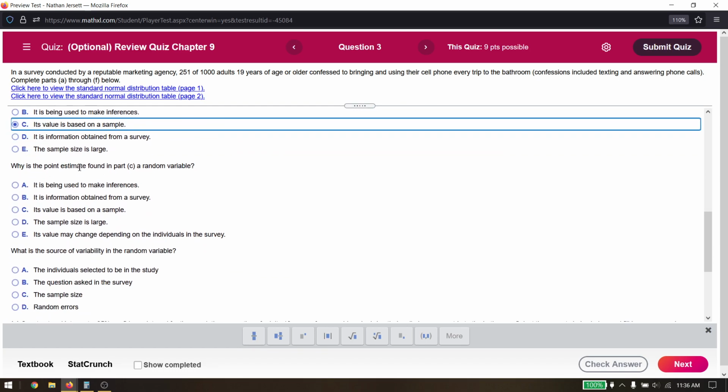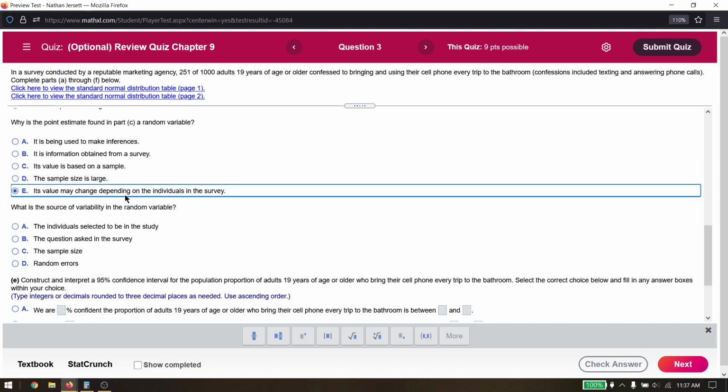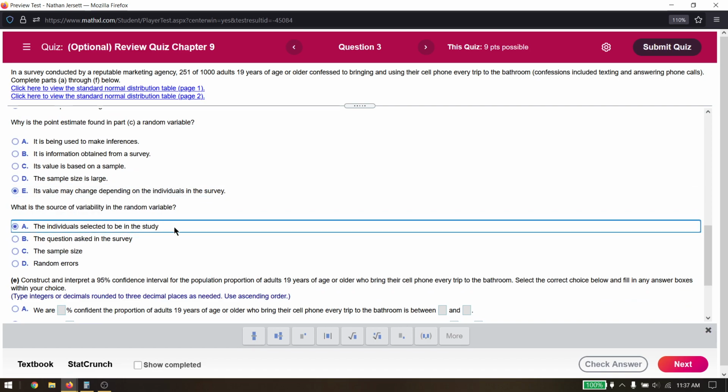So why is the point estimate found in part C a random variable? Random variable means that it can change. And that tells you it can change depending on the individuals in the survey, right? If we had a different survey of 1,000 adults, we should have a different number here, typically. Okay, what is the source of variability? That'd be the individuals selected, of course. Not the question asked, that's always the same.